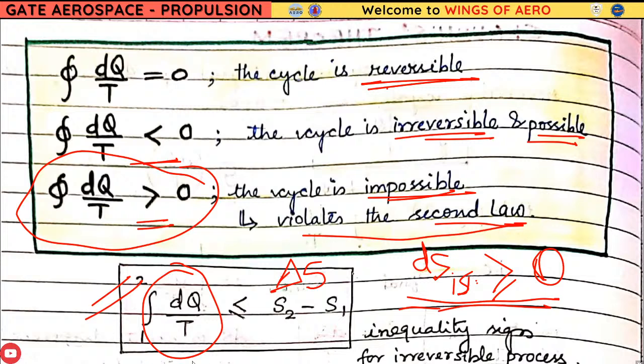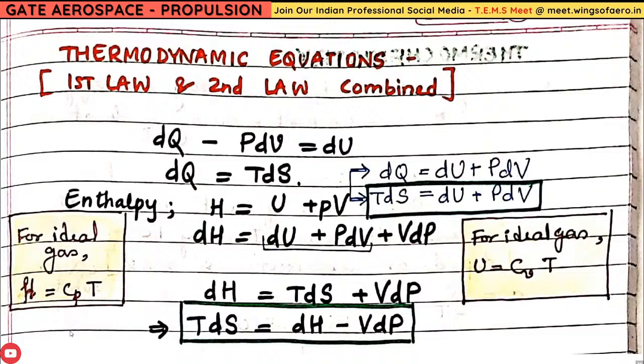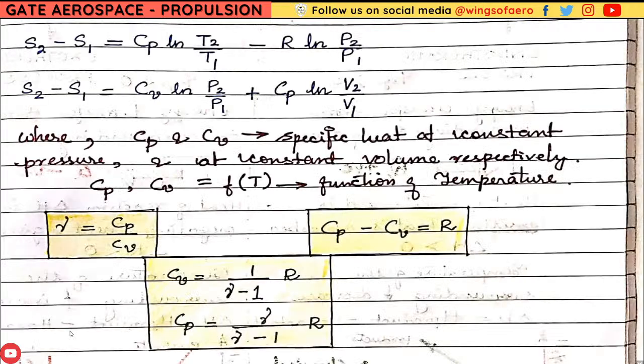Now, do you have any questions? For this, I think we have not made any MCQs. Then we have some relations, the combined relations of the first law and second law. We have to memorize these functions, the combination of the first law and second law. These are the formulas you have to remember. This is a combined formula.